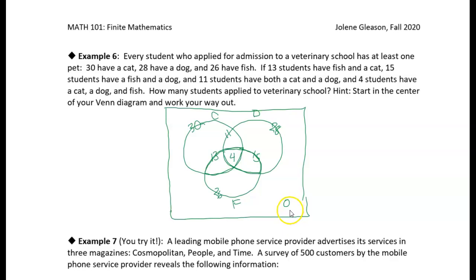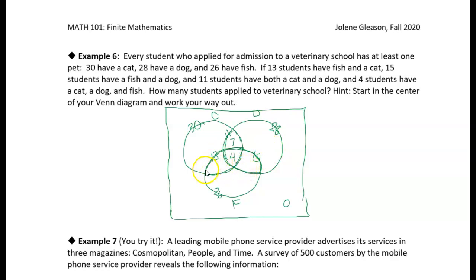So that's an important piece of information as well, even though it's kind of hidden in the text. All right, so let's see now. We can just start in the center and work our way out. If there are 4 people who have all 3, 11 of those have cat and dog. So everything in that intersection between cat and dog has to add up to 11, which means that there have to be 7 people who have cat and a dog, but no fish.